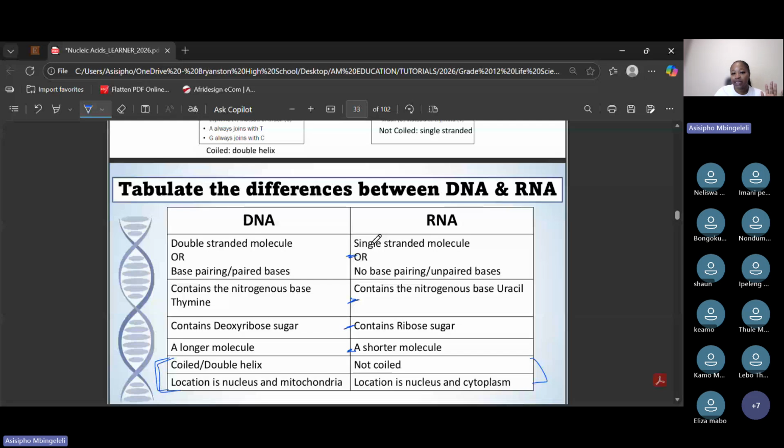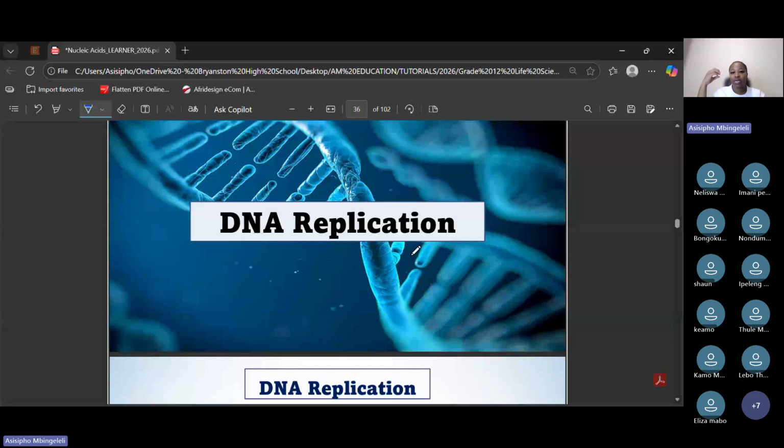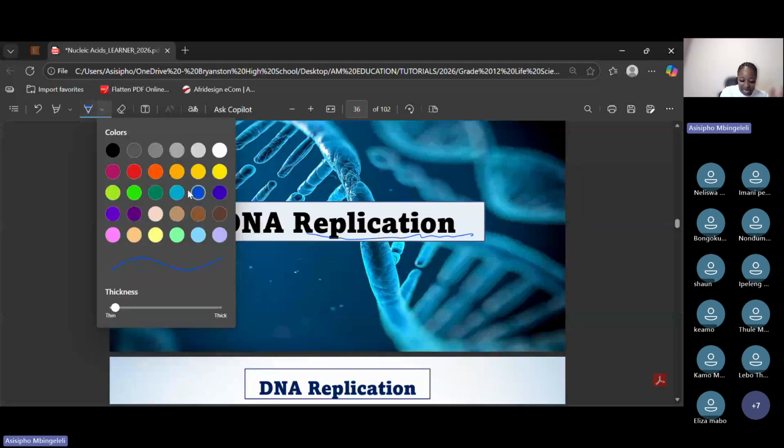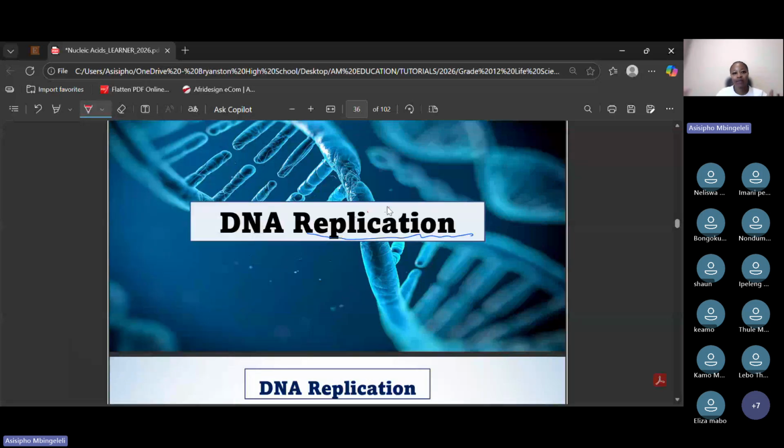Now, this is what the lesson is about. This part is very important. Now, we speak about DNA replication. This very same DNA that we've been speaking about, that we find in our cells, is able to replicate. What we mean by that is DNA is able to make an exact copy of itself, a replica of itself.